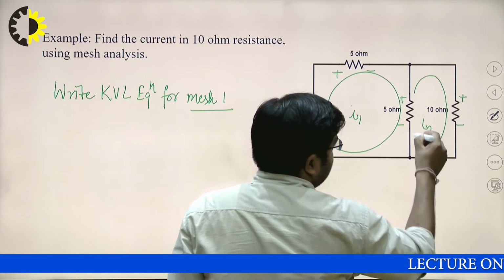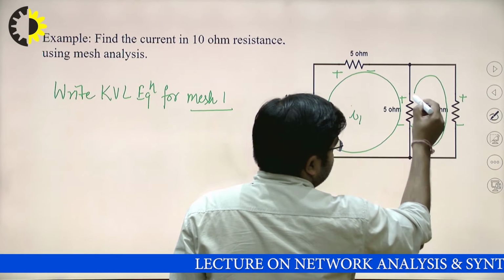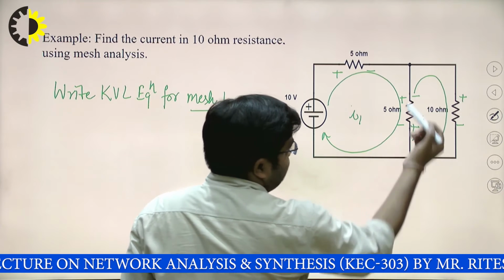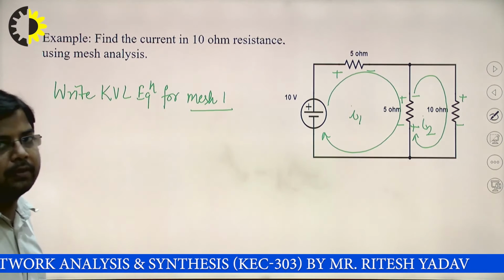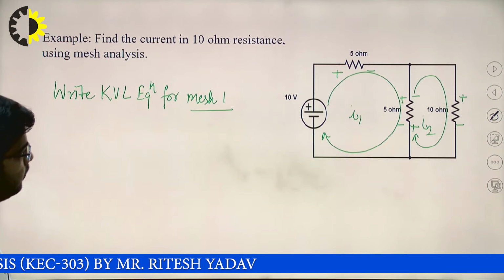So this is I2 current. This I2 current is entering at this terminal, so that's why the positive sign is here and negative sign is here. Now you can apply the KVL. Just write the KVL for mesh 1.